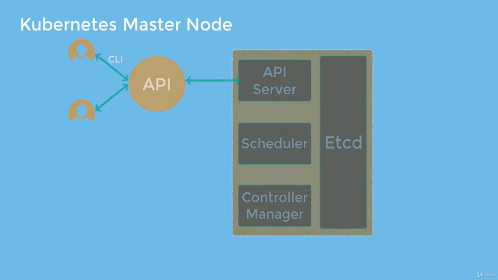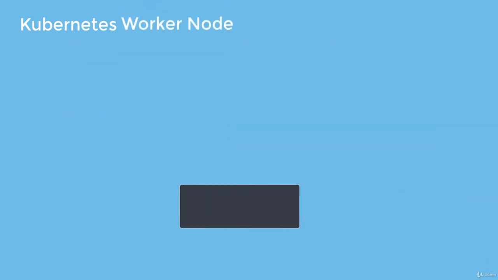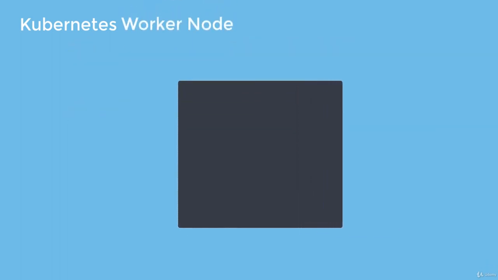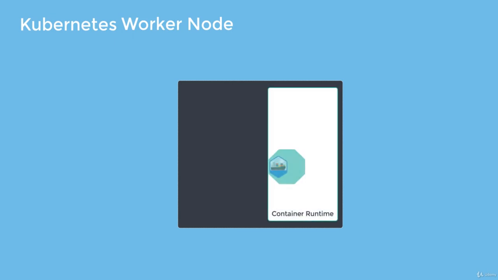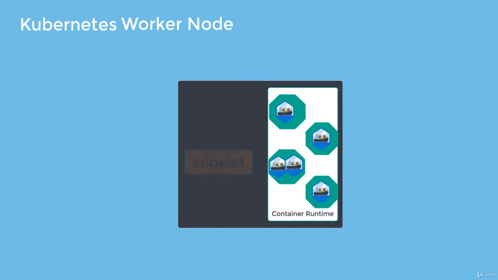Now let's shift our focus to the worker node. The worker nodes can be any virtual machine or physical server where containers can be deployed. Every node runs a container runtime, such as Docker or Rocket. There are two other Kubernetes components also required to communicate with Kubernetes master. And this is very important. They are called the kubelet and the kube proxy.